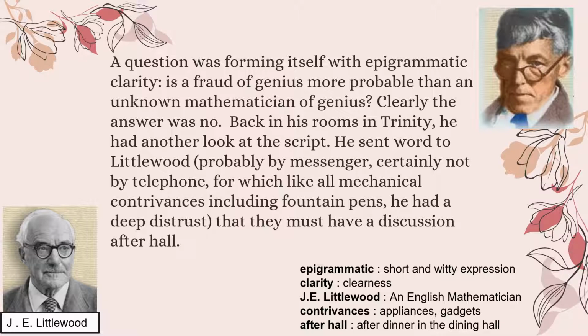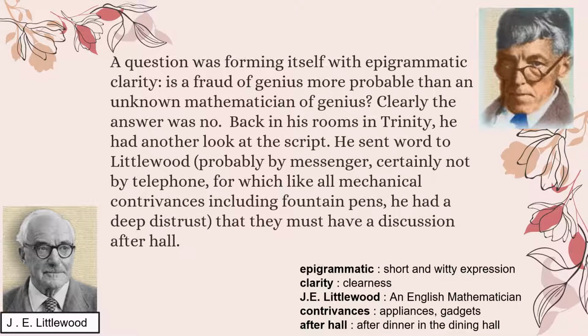In this paragraph, we understand that a question was arising in Hardy's mind in an epigrammatic clarity, that is, in a clear and witty way, whether a fraud of genius is more possible than an unknown mathematician of genius. Clearly, the answer was no. So he went back to his room at Trinity and looked again at the script, and then he asked to see Littlewood, that is, Jack Littlewood, who was also an English mathematician just like him. He did not call him using a telephone but sent a messenger, as he did not trust gadgets and appliances to be reliable enough, and then decided to have a meeting regarding this after dinner in the dining hall along with Littlewood.